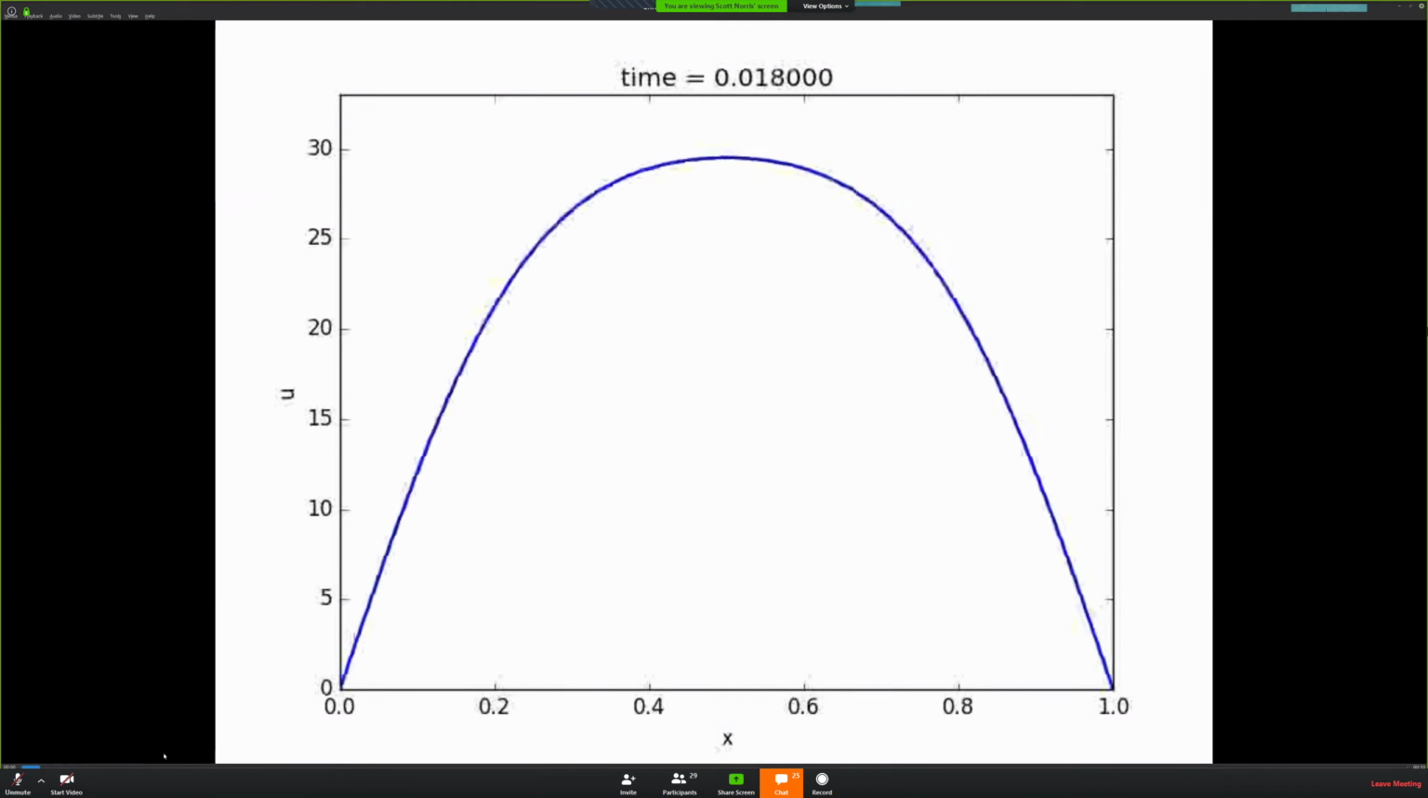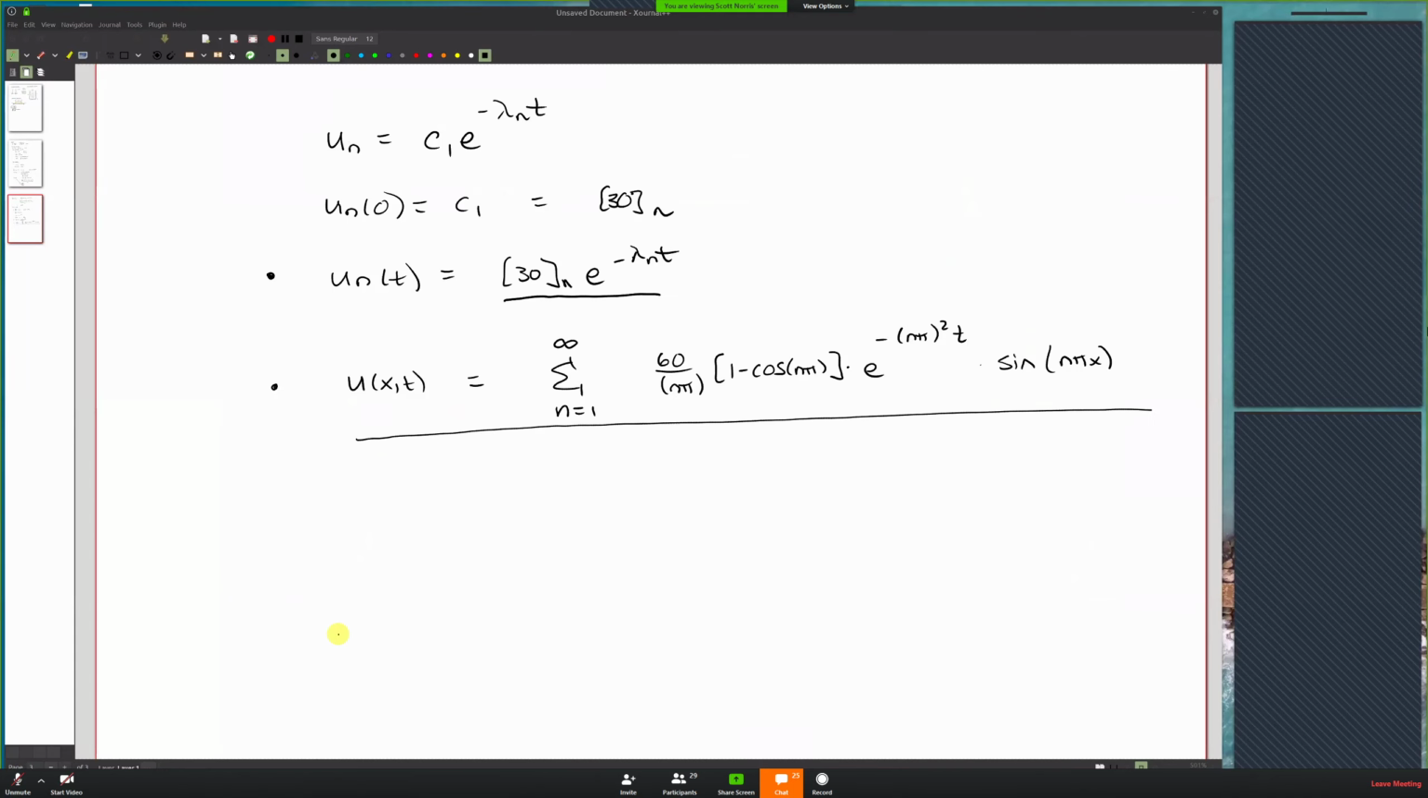I wanted to pause it at like the second frame, where I'll just come back to the graph over here. At like the second frame, the solution looks like this.